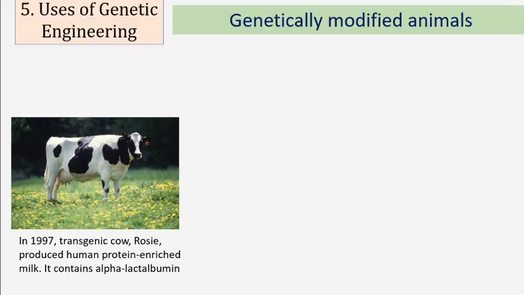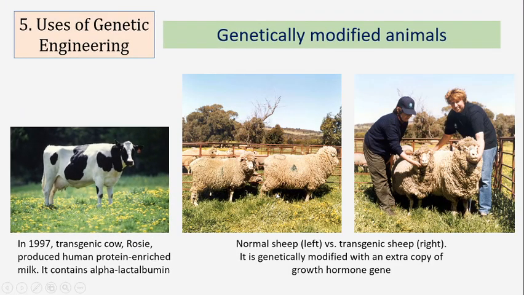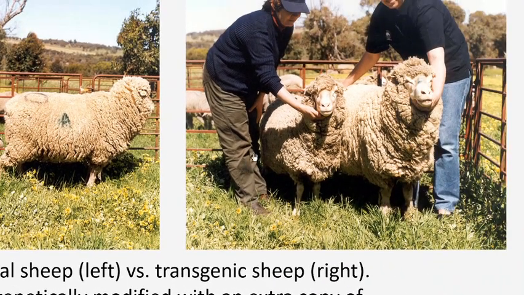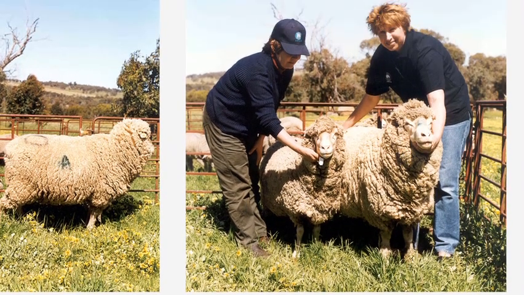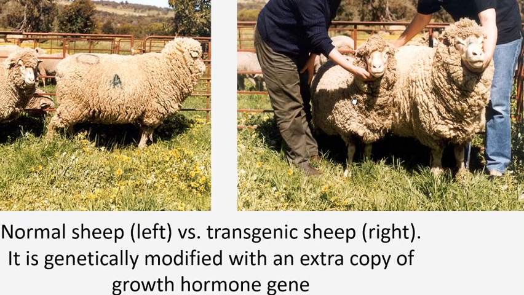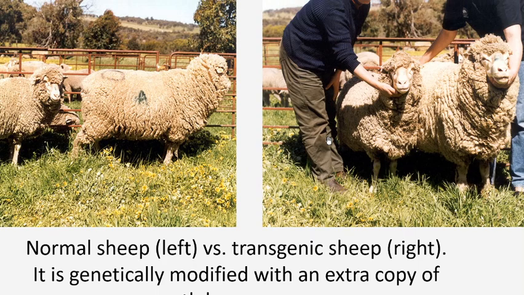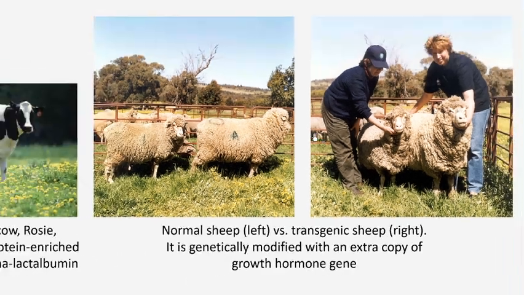And also we can see a genetically engineered sheep. You see the right one is bigger in size than the left one, because the right one is a transgenic sheep. It has an extra copy of the growth hormone gene, so that it produces an excessive amount of growth hormone, so that it grows bigger in the same amount of time compared to the normal sheep.